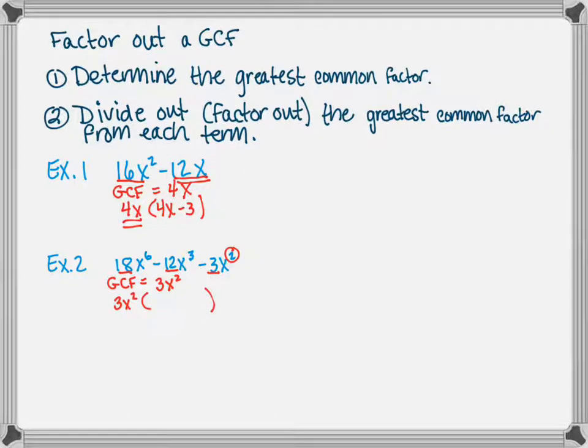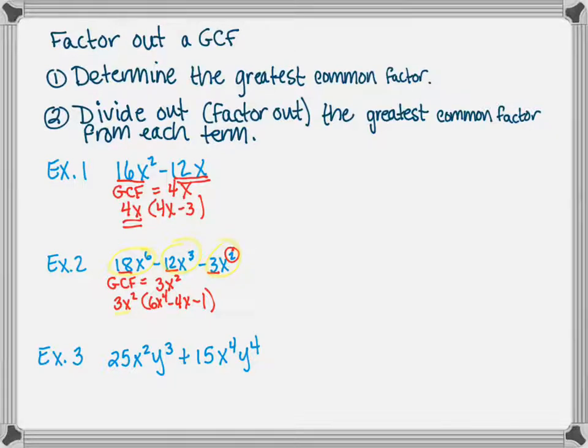Now dividing all my terms by 3x squared, 18x to the 6 divided by 3x squared is 6x to the 4th. Negative 12x cubed divided by 3x squared is negative 4x. And negative 3x squared divided by 3x squared is negative 1. So this factors to 3x squared times the quantity 6x to the 4th minus 4x minus 1. Let's look at one more example.